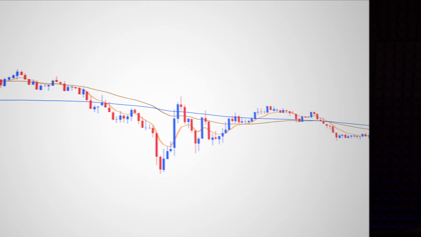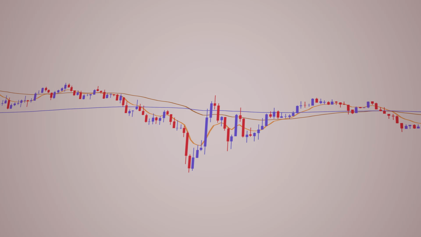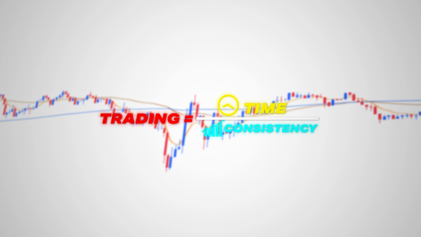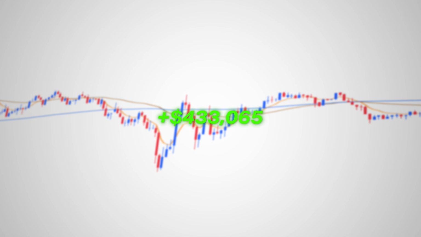I want to start off by saying this is not something that you go into the charts and do every single day. This is a process that builds over time, and as you keep going, the profits get bigger and bigger and you increase as a trader.